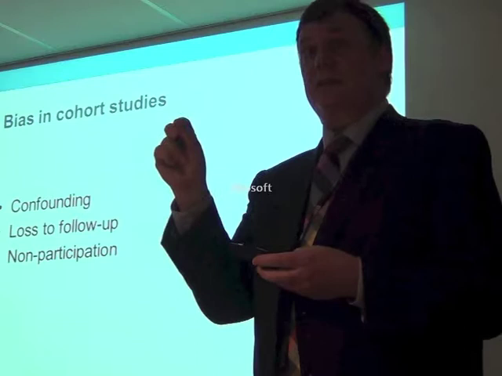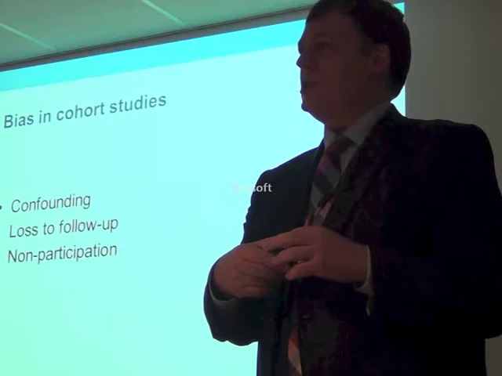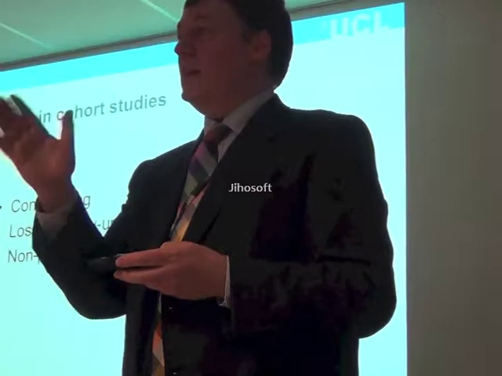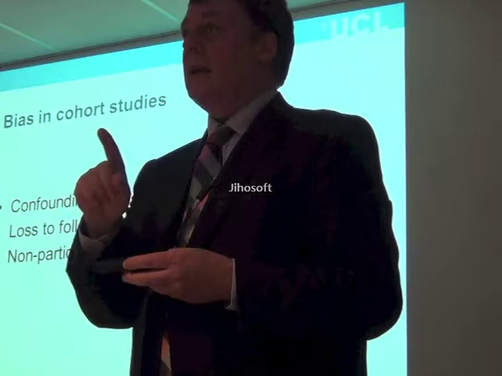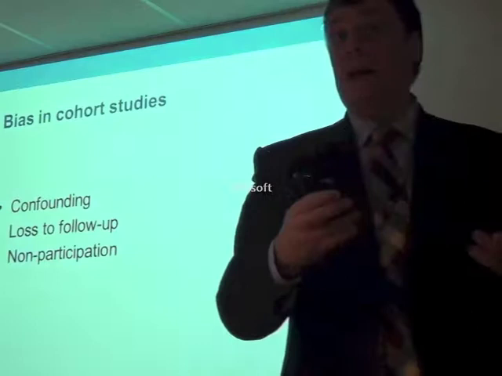When I was a junior doctor, when people said they didn't adjust an analysis, I thought that meant they cheated and just sort of mixed around with the figures a bit. But it is a very specific form of analysis, so you can control for confounding. You cannot control analytically for any other form of bias. So this is why confounding is a specific form of bias, which we have to understand. But I'll also talk about loss to follow-up and non-participation.